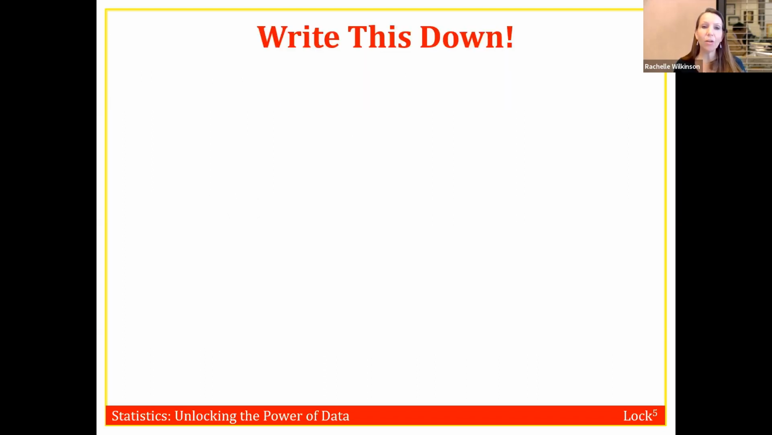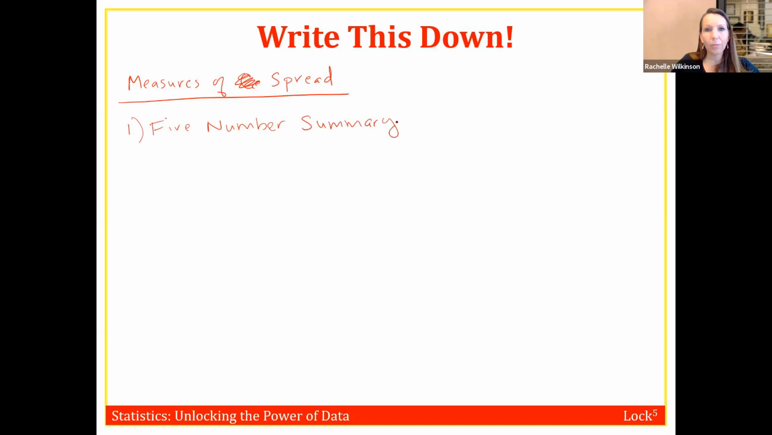Okay, so today we're talking about measures of spread. Remember, spread is how spread out the data is, how much variation there is in the data set. And we have 2 measures of spread that we're going to look at. The first one is called the 5-number summary. And just like the name implies, the 5-number summary has 5 numbers in it.